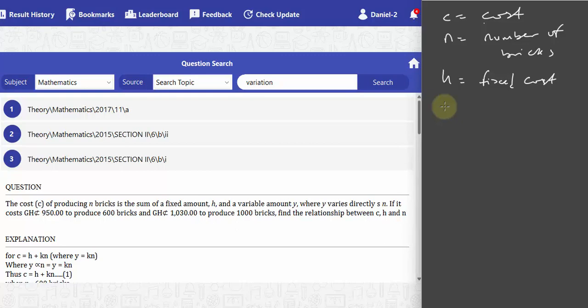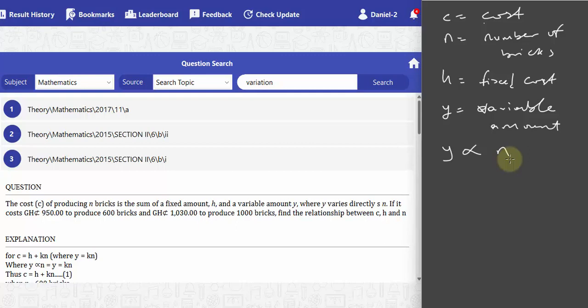So now the total cost is the sum of the fixed amount, which is H, and a variable amount. So this Y is a variable amount. Variable means it's not fixed and it is determined by another factor. Now this Y varies directly as N. So this variable amount is determined by the value of N. So the question is now saying we have certain data, and we need to find the relation between C, H and N.